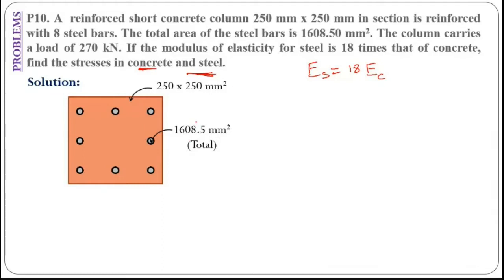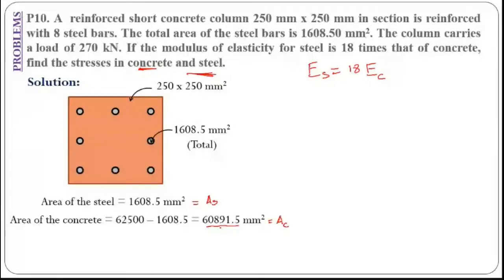Yes, very good. So you have to subtract this steel bar, then only you will get the correct area for your concrete. They mentioned ES is equal to 18 times EC. That's why you're writing like this: ES by EC is equal to 18.